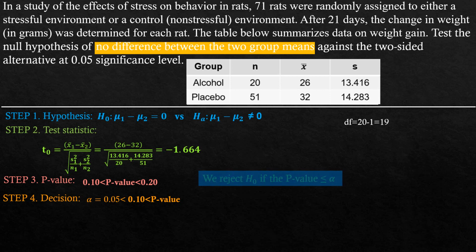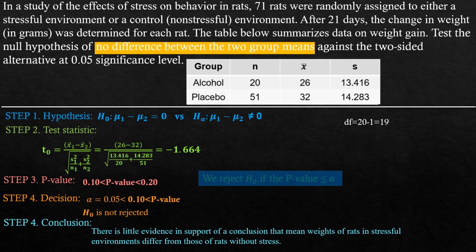How do we get the decision? We reject H0 if the p-value is less than or equal to alpha. Actually here we have the opposite, p-value greater than alpha. Therefore, H0 is not rejected. H0 is not rejected means it is accepted. In other words, mu1 minus mu2 equals 0. It is right. Therefore, what is our conclusion? We can agree with H0. That means mu1 minus mu2 equals 0. Then we can say mu1 equals mu2.